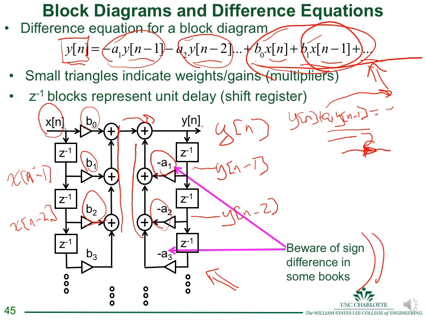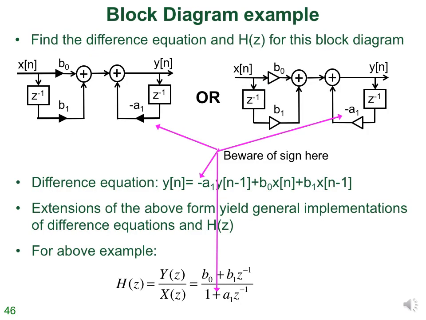So as an example, we can work with this block diagram and find the difference equation. So we have an input x of n, output y of n. So after the delay block, this must be x of n minus 1 at the output of the delay. That multiplies b1. Again, the solid triangles indicate a multiplier. At the top, b0 multiplies x of n. And so these are added together. So I get b0 x of n plus b1 x of n minus 1.